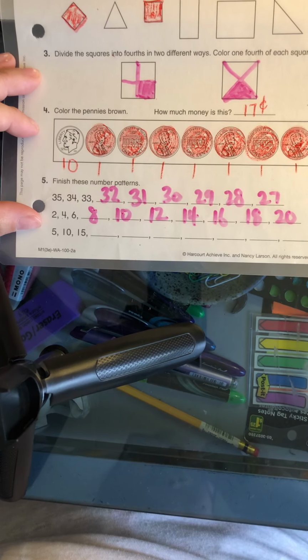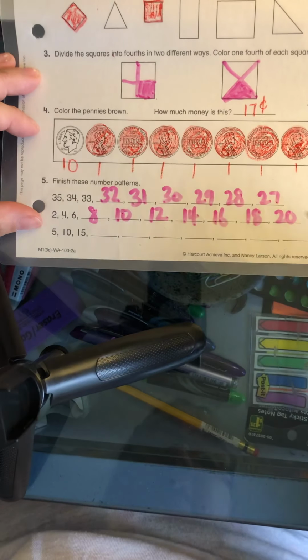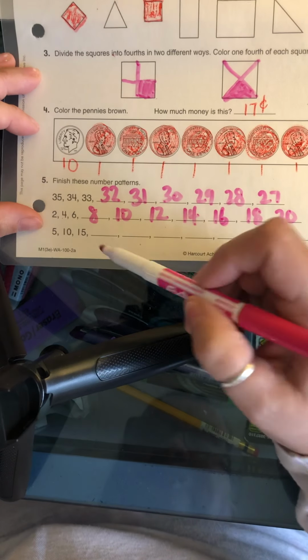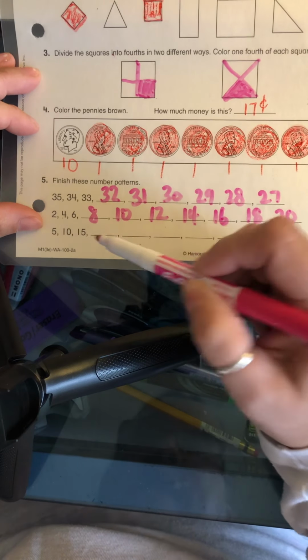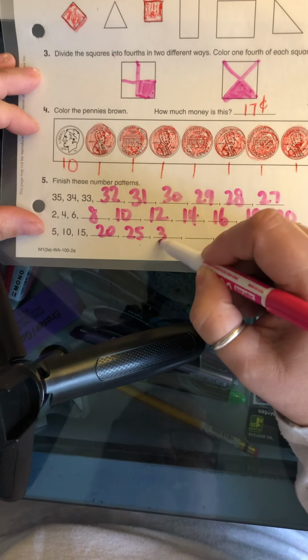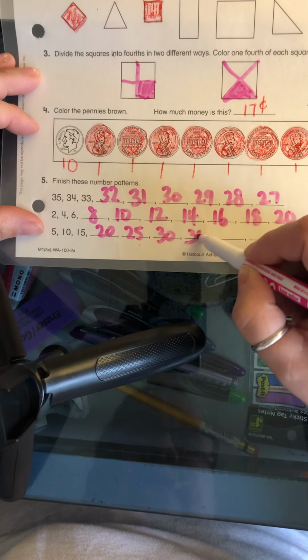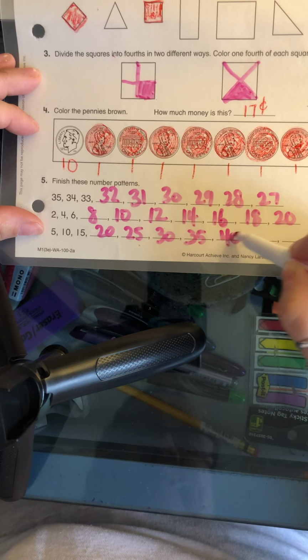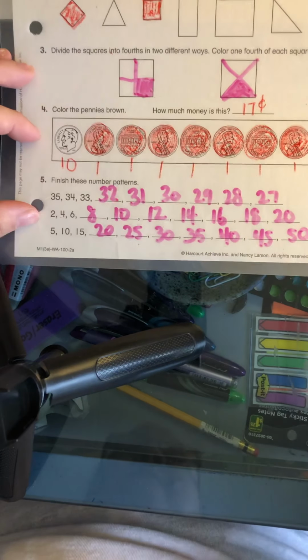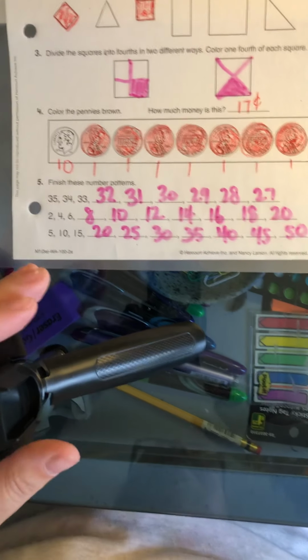Now this one, 5, 10, 15. Again, they're skip counting. They're going from smaller to larger. So let's see if we can skip count again by fives. 5, 10, 15, 20, 25, 30, 35, 40, 45, 50. That's awesome, you guys. Did a really good job today.